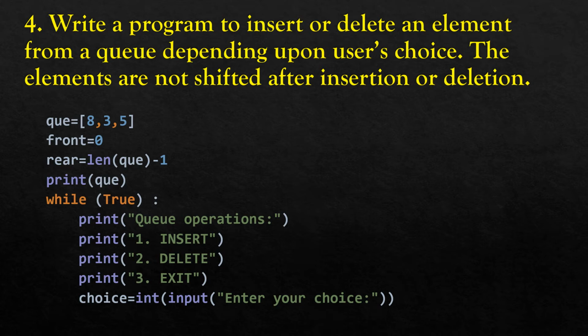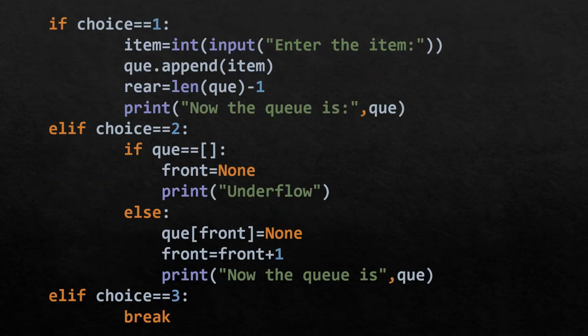Now different menu options are there. While true, you can print the queue operations like insert, delete, exit, and you have to enter the choice also. Here, if the choice is 1, that means we want to insert one element into the queue, then you can do it simply by using the append function, by passing the item into it, and the item will be accepted from the user.